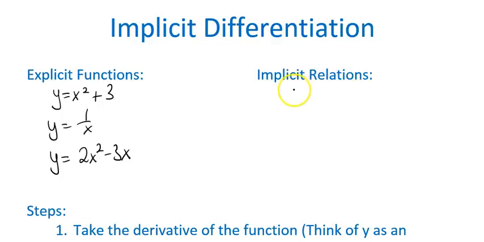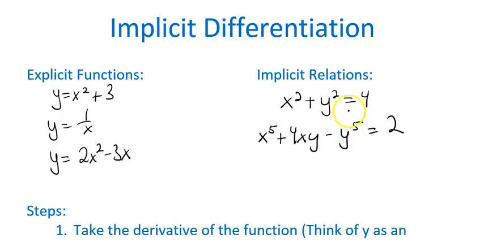Implicit relations don't have to pass the vertical line test. That's why I don't call it a function. But you have worked with some of these before. For example, x squared plus y squared equals 4. That's a circle with a center at 0, 0 and a radius of 2. You've also, if you've had the pre-calc class, done things like ellipses and hyperbolas and things like that. And so here's another example of an implicit relation.